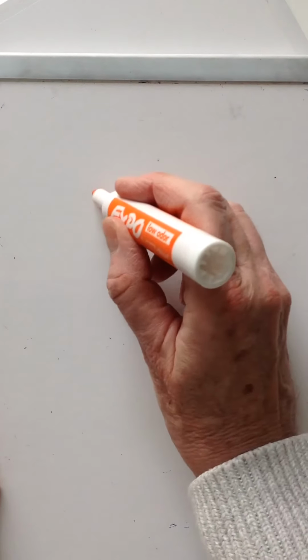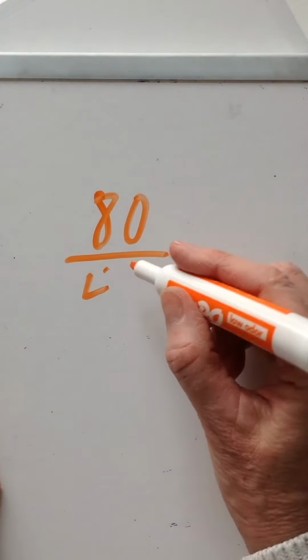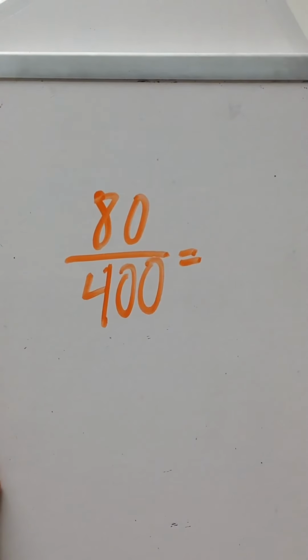So we're going to do the problem set on the bottom, 4.3, and the first one says, suppose 80 out of 400 cat owners surveyed said that their cats had bad breath.